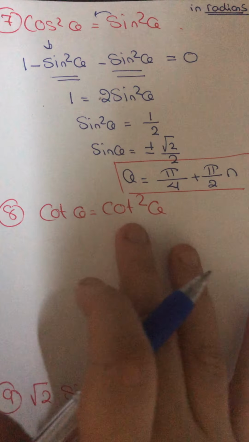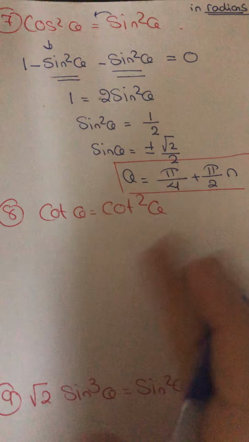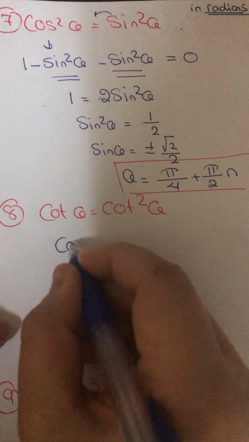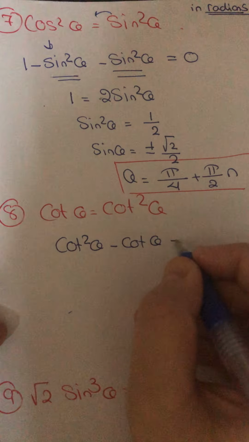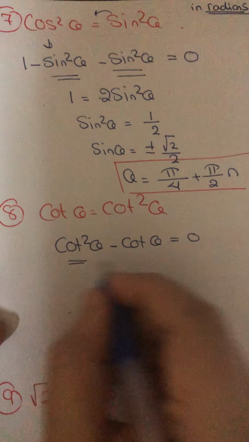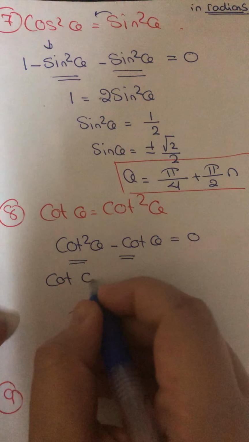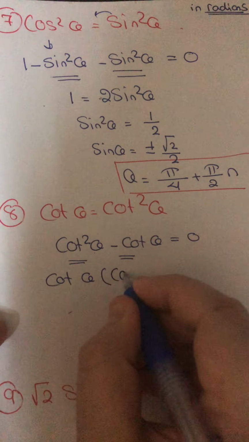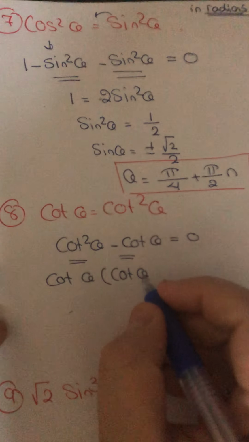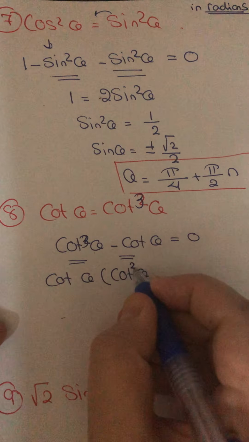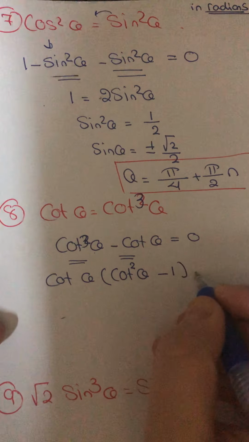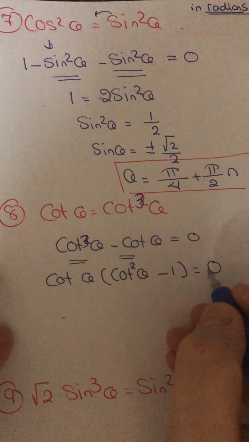Over here I have a party of cotans. Let me take them all to one side. So I'll have cotan squared theta minus cotan theta equals 0. So I can start taking cotan theta as a common factor. Oh, actually the question was cotan cubed. Okay, so I'm left here with cotan squared minus 1 equals 0.